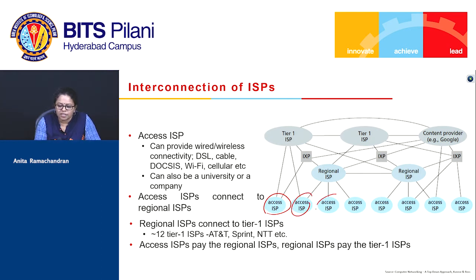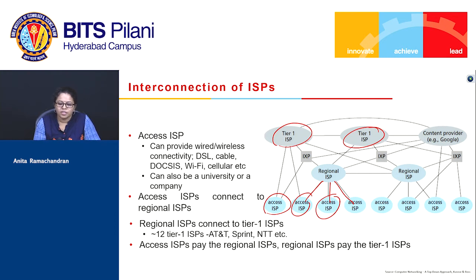Multiple access ISPs connect to what are called regional ISPs. So the next level of ISP in the hierarchy is regional ISPs. And regional ISPs connect to Tier 1 ISPs. There are approximately 12 Tier 1 ISPs, including AT&T, Sprint, NTT, etc.